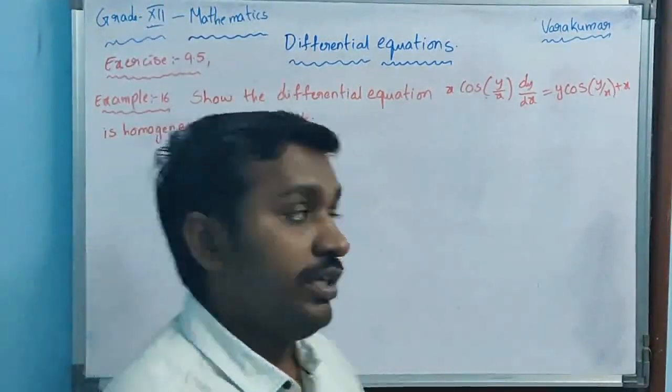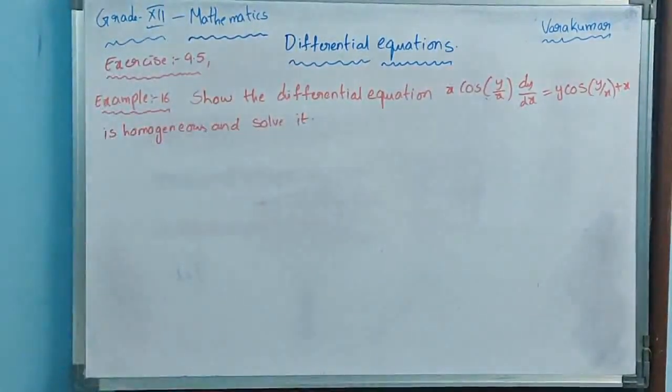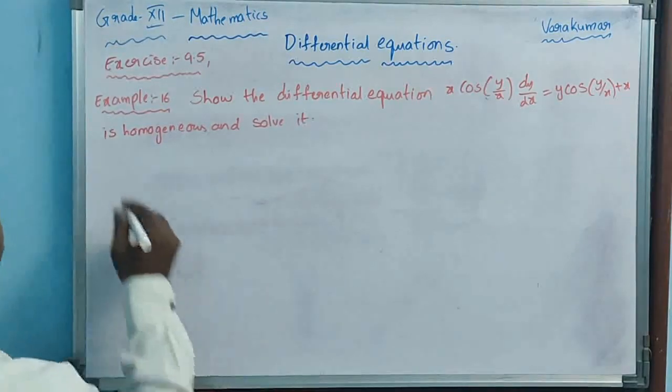Look at the board. It is an example model question, exercise 9.5. Show that the differential equation x cos(y/x) dy/dx = y cos(y/x) + x is homogeneous and solve it. First, let us rewrite the equation. What is given?